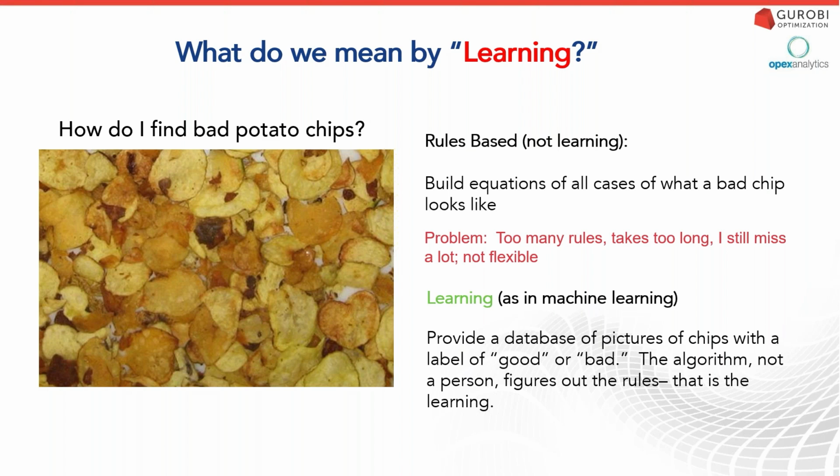The problem with this, and why rules-based systems have tended to fail and don't scale that well, is there's just too many rules. There's too many ways that a chip could be bad. It's not very flexible. If you introduce a new type of chip, you have to get the whole team back together and rewrite the rules again. So it's not a great system. It's not a very scalable system.